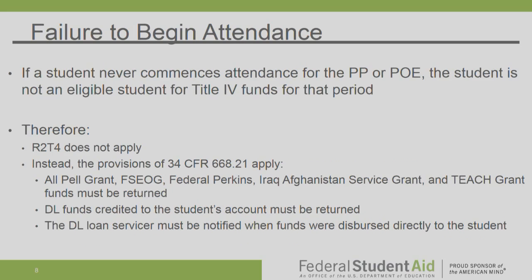Under the provisions of 34 CFR 668.21, if a student never begins attending classes, then the R2T4 does not apply. Instead, all of the Title IV funds must be returned due to the fact that the student never established eligibility for those funds.